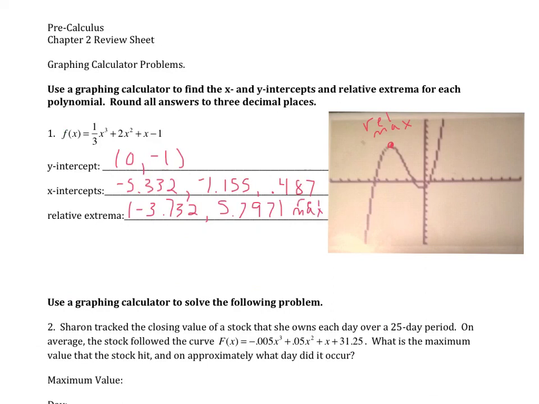But we do also have a relative min right here. So to find that, we're going to go to second calc, and this time choose minimum. And we're going to make sure our spider is to the left of our minimum, and then to the right. And we should get that our relative minimum is at -0.267. Oh, 268. Got to round it. Comma -1.131. That's our min.